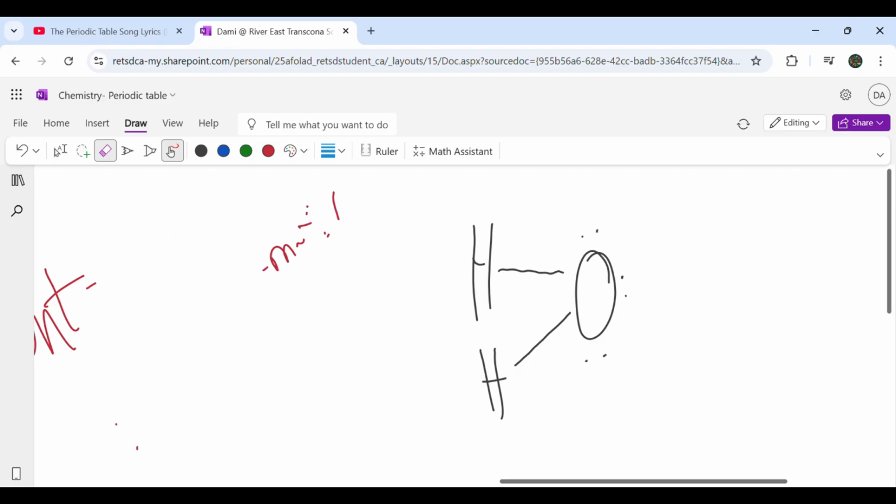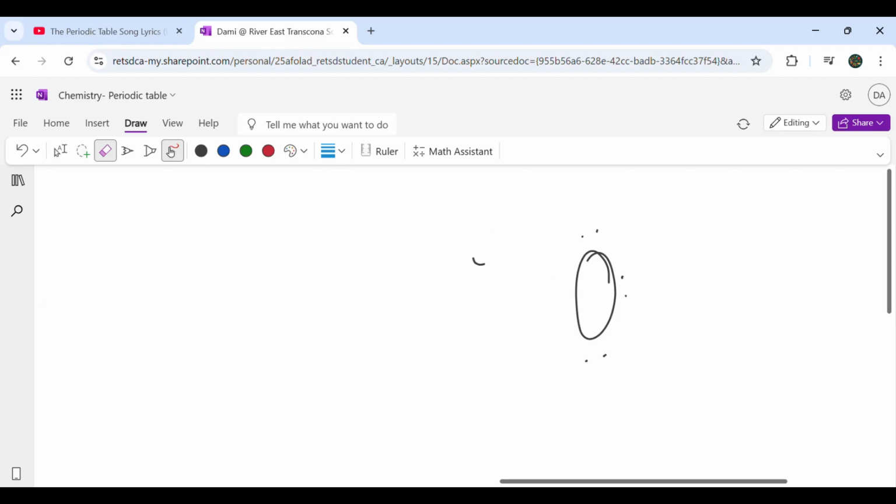Covalent bonds are found in gases like O2, oxygen gas, carbon dioxide, H2O, which is not a gas, it's a liquid, and in most biological molecules.